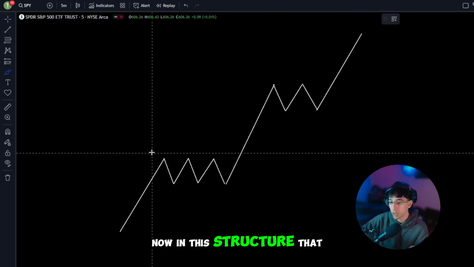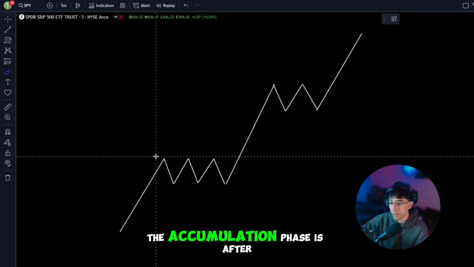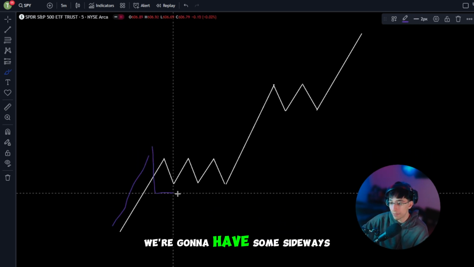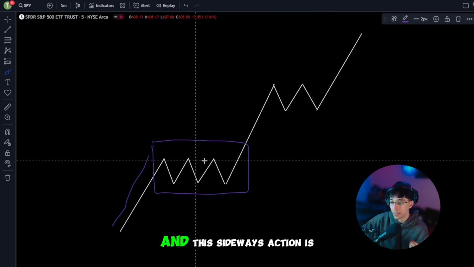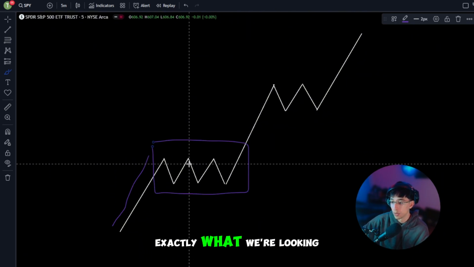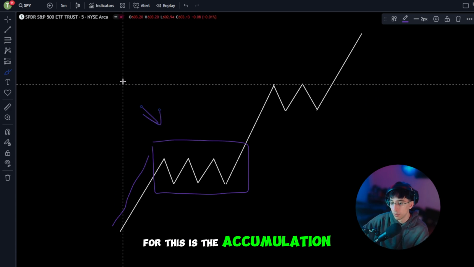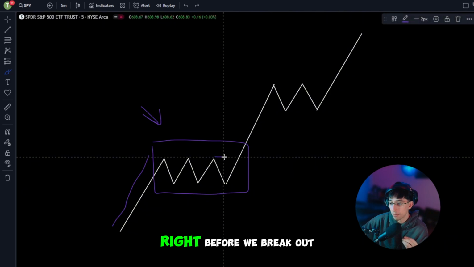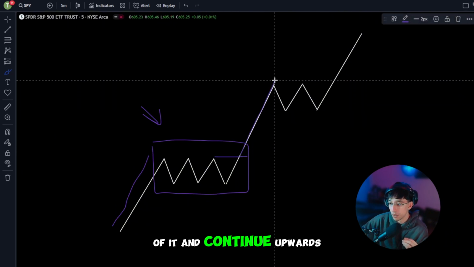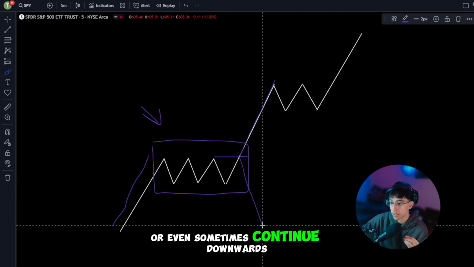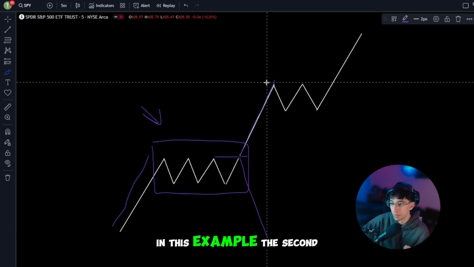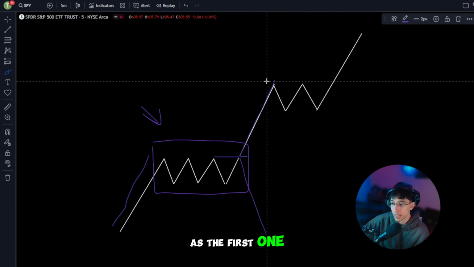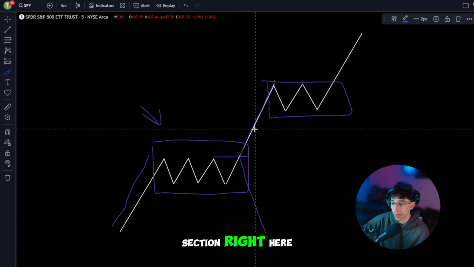downside. Now, in this structure that I drew out, the accumulation phase is after we have our move up, we're going to have some sideways action, and this sideways action is exactly what we're looking for. This is the accumulation phase. This right here is the accumulation phase right before we break out of it and continue upwards, or even sometimes continue downwards. In this example, the second accumulation phase, although it's not as long as the first one, is going to be this section right here.